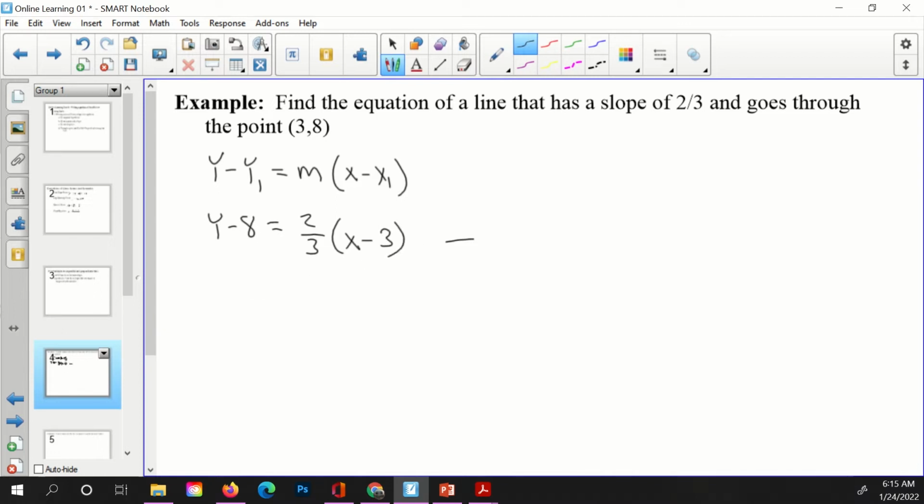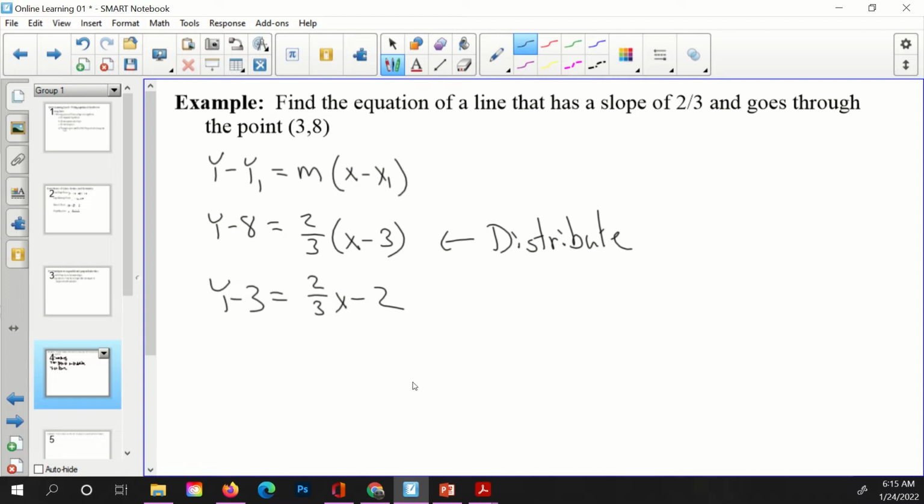And then I'm going to distribute. And so I'll have y minus 8. And 2/3 times 1x is going to be 2/3 x. And then 2/3 times 3, the 3's cancel. And I'll have just 2 left.